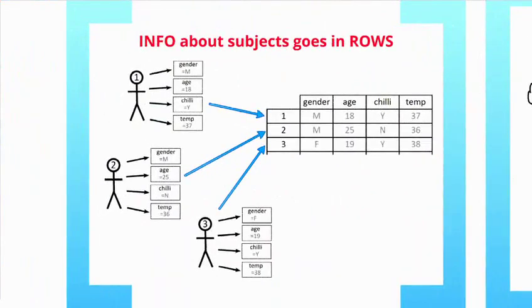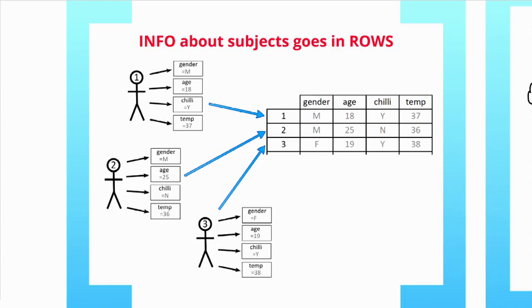Okay. And I have to say this again, as I said last time, whenever I ask a statistician what I should tell students about statistics, this is what they say: information about the subjects goes into rows. So in this situation, I've got some people, and each person has a gender and an age, and whether I gave them chili and their temperature, and person number 1's information has gone in row 1, and person number 2's information has gone in row 2, and person number 3's information has gone in row 3, and so on.